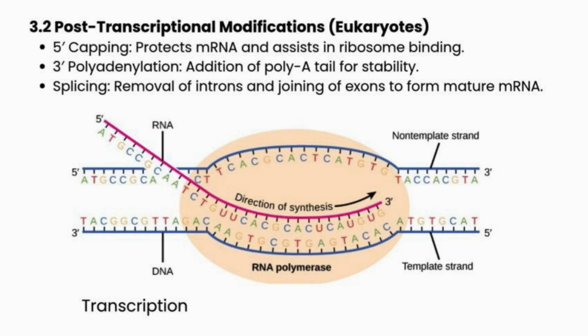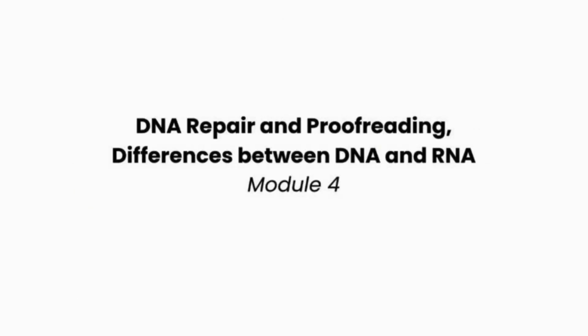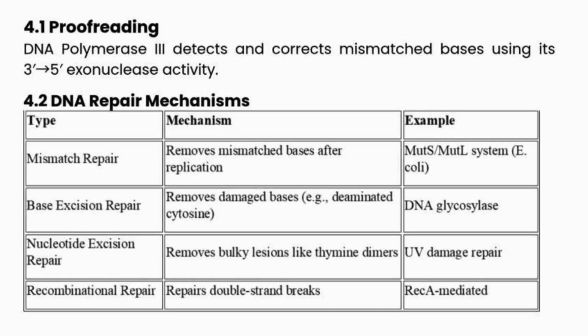DNA repair and proofreading. Proofreading: DNA polymerase III detects and corrects mismatched bases using its 3' to 5' exonuclease activity.